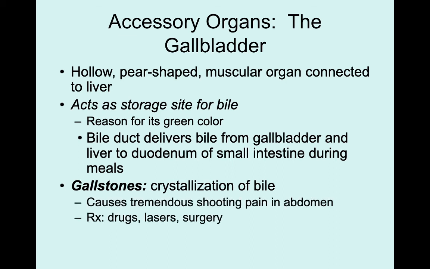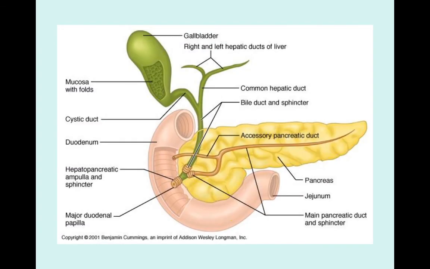And treatments for those include taking your gallbladder out. That's the surgery. Some drugs can dissolve the stones if there's not very many. They also can use lasers to break them up. Again, here we can see our gallbladder. Here is going to be the bile duct that is going to be leading to the duodenum of the small intestine. And we're also going to talk about our pancreas.